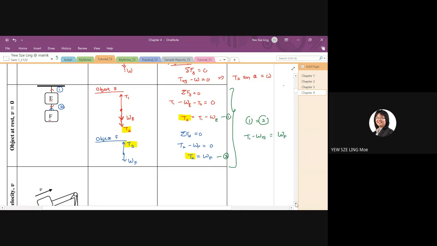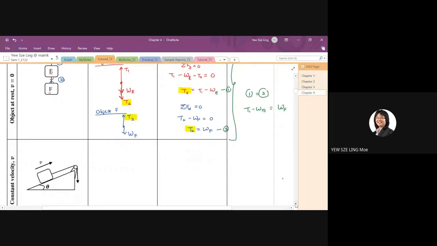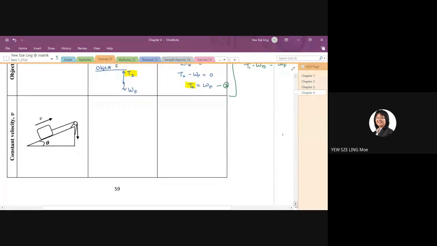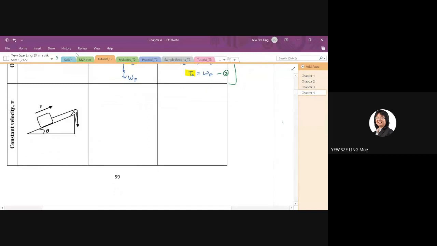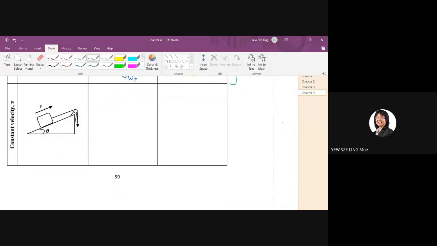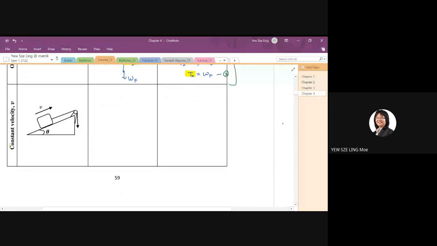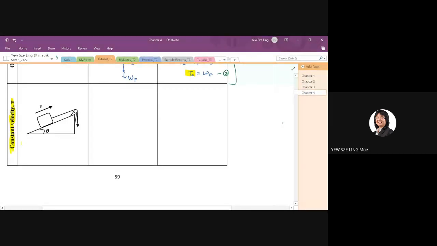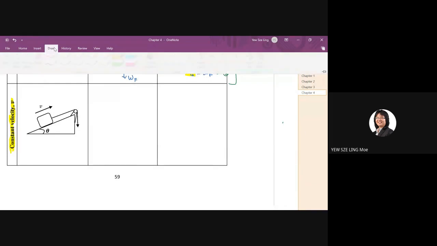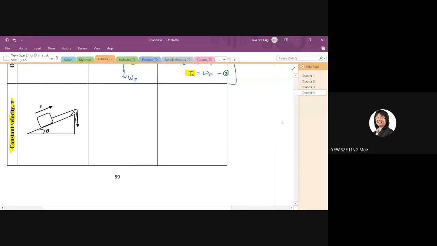Alright. So done. Alright, next, what are we going to do next? So now your object is moving with constant velocity. Okay, so if you look at the statement on the left-hand side, the object is moving with constant velocity now. So why is it important to know that the object is moving with constant velocity?